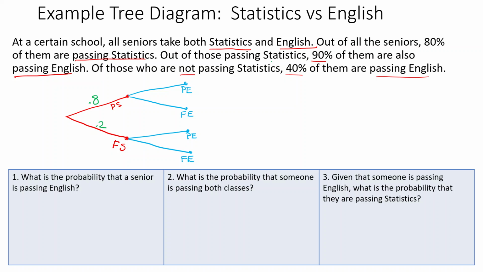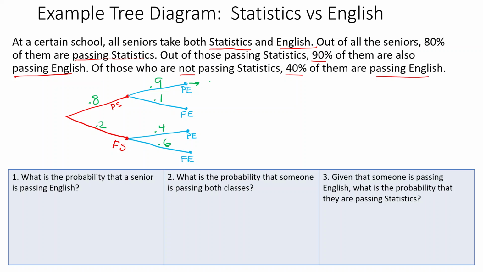Next branch, of those passing statistics, 90% are also passing English. So from this branch here, the top branch, out of this 80%, 90% of them are also passing English. Out of these two branches, that's got to be 100%, so that means 10% or 0.1 are failing English. Of those not passing statistics, so that's down here, 40% are passing English. That means 60% is what's left are not.